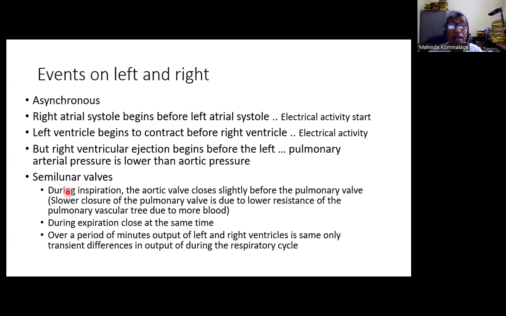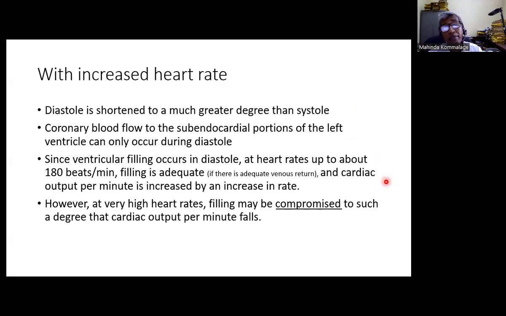And the semilunar valves, that is the aortic and pulmonary valves, we call semilunar valves. This variation is some alteration with the respiration, inspiration and expiration. With inspiration, more blood will come to the right side. So since more blood comes, we will get some slight variation in the right side. You can read and understand that it is related to these slight differences in the timing of the right and left sides.